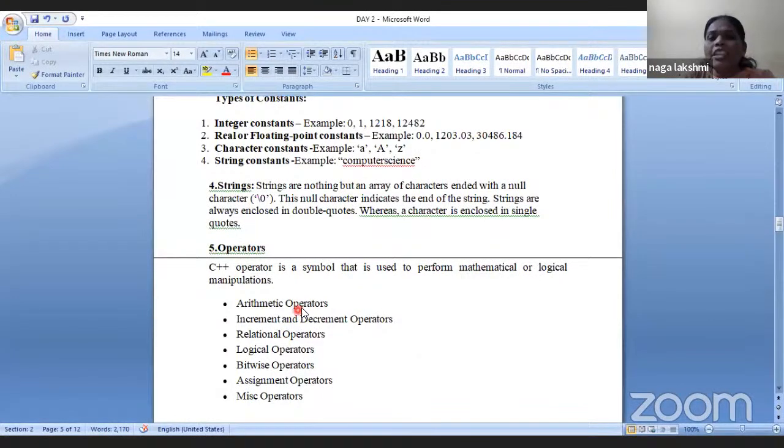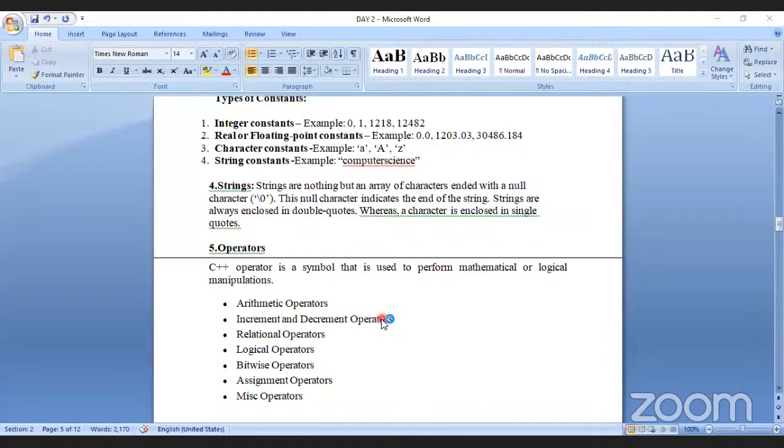First one is what? Arithmetic operators. What are arithmetic operators? Plus, minus, division, multiplication. All this comes under arithmetic operators. Next is increment and decrement operators. Increment means what, girls? Increasing. Decrement means decreasing.